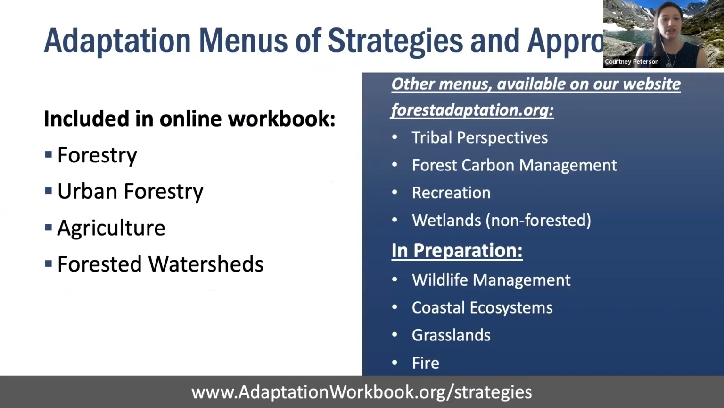And then, so these are some of the adaptation menus of strategies and approaches that are available in the online adaptation workbook. So you'll be able to pick from forestry, urban forestry, ag, and forested watersheds. Those lists are already embedded within the online platform that we have. However, we also have other menus available on our website at forestadaptation.org that I'd encourage you to check out, including tribal perspectives, forest carbon management, recreation, and non-forested wetlands. And then we're also in the process of preparing some other menus as well. And you can learn more about all of these on the website, including wildlife management, coastal ecosystems, grasslands, and wildland fire.